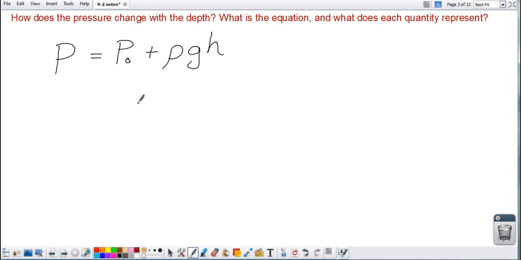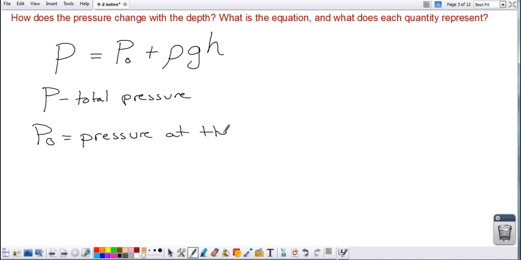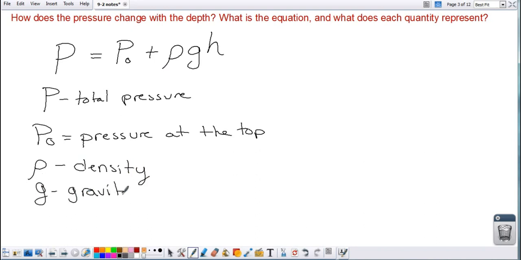So P is the total pressure. P naught is the pressure at the top. And rho is density. And g is our gravitational field constant. And then h is the depth.